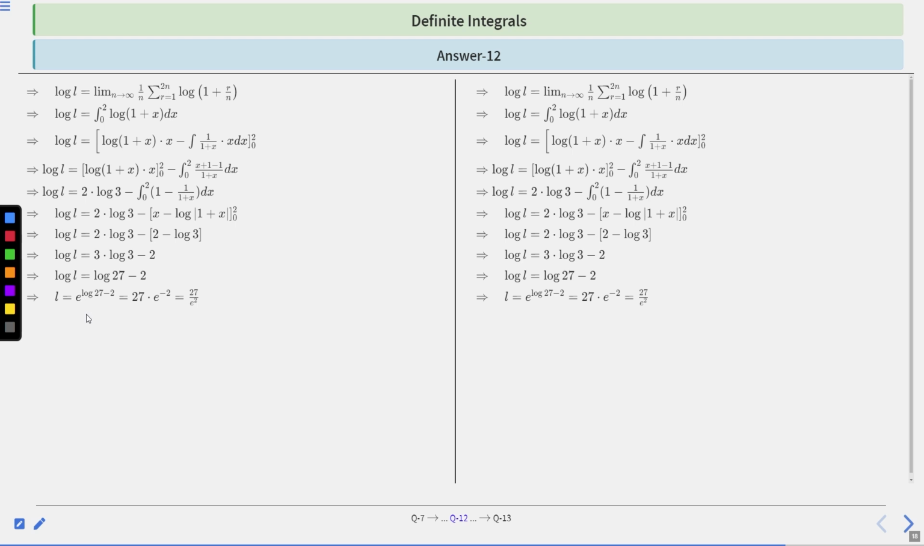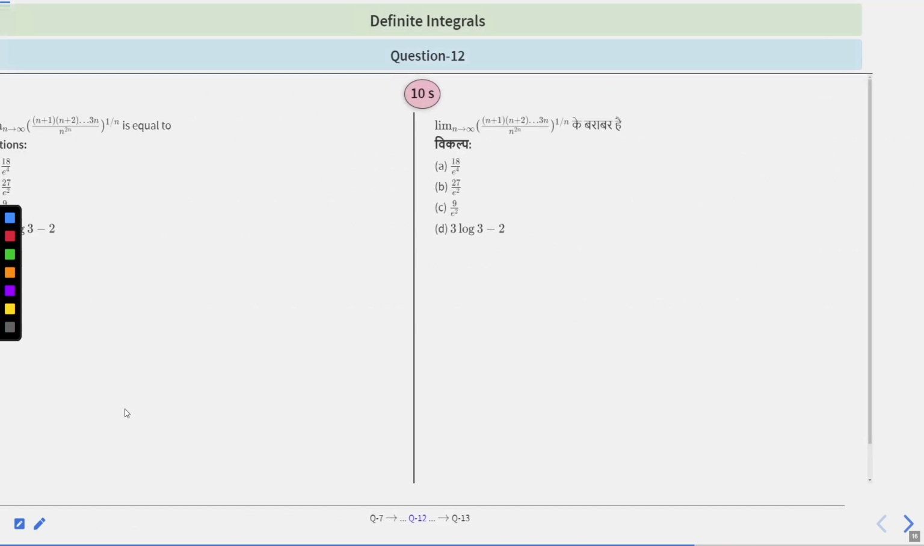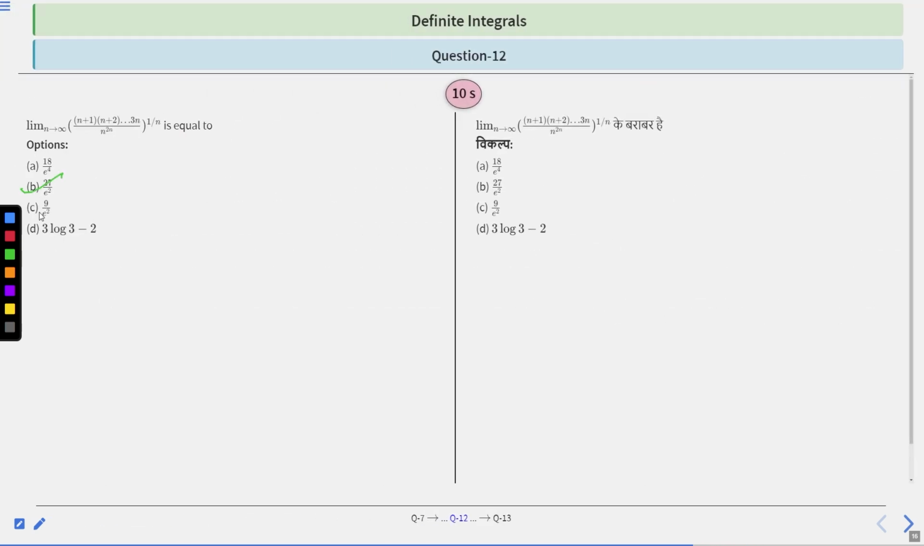Right. Therefore, L is equal to e to the power log 27 minus 2, which is equal to 27 e to the power minus 2, which is equal to 27 by e square. Got it? 27 upon e square. Clear? Therefore, option B is the right choice.